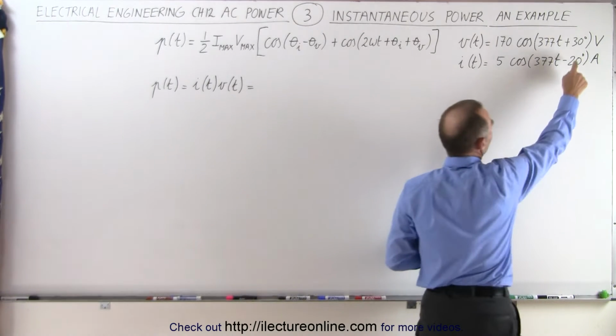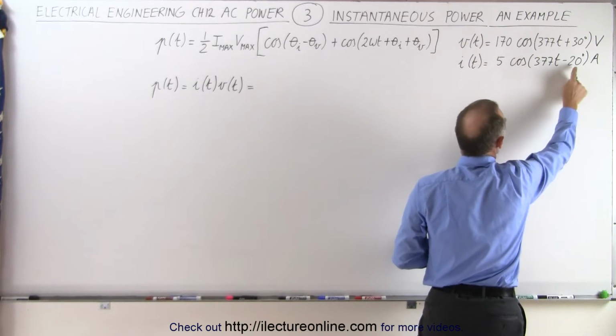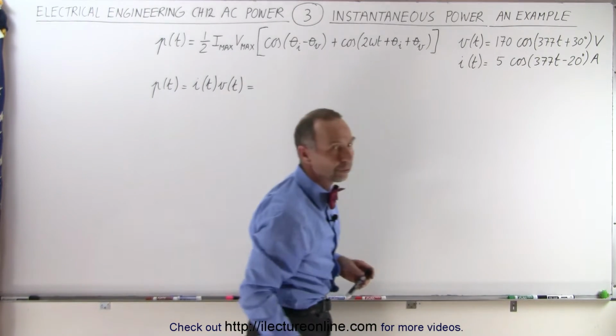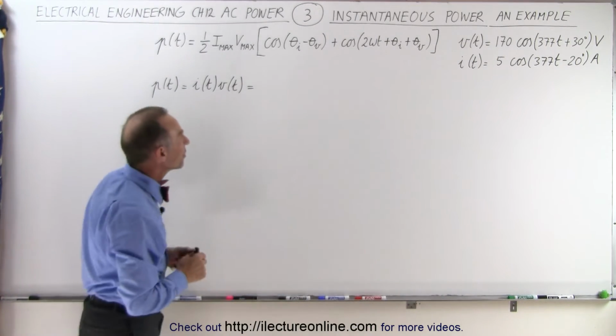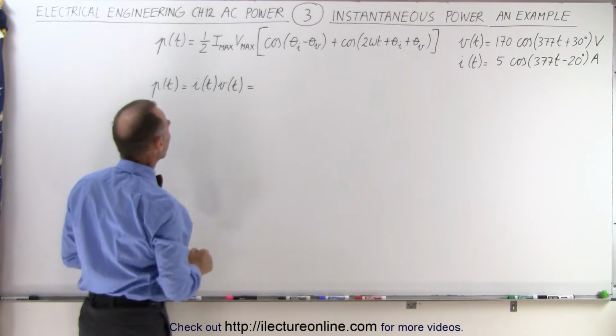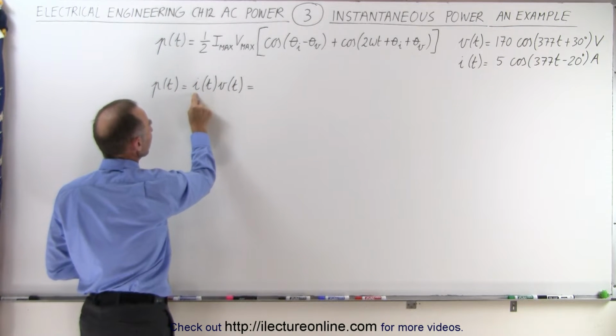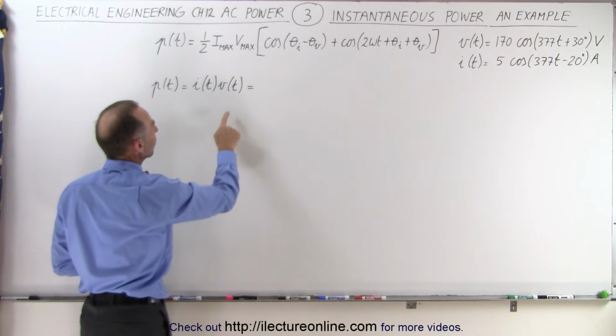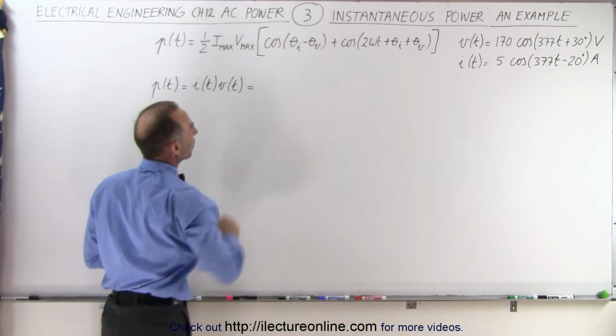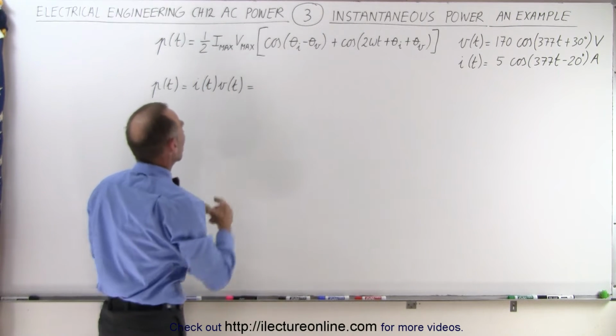Notice there's a phase angle of 30 degrees for the voltage and minus 20 degrees for the current. So how do we find the instantaneous power? We use the following equation. We simply multiply the current equation times the voltage equation, which gives us this equation. All we need to do then is plug in what we have.